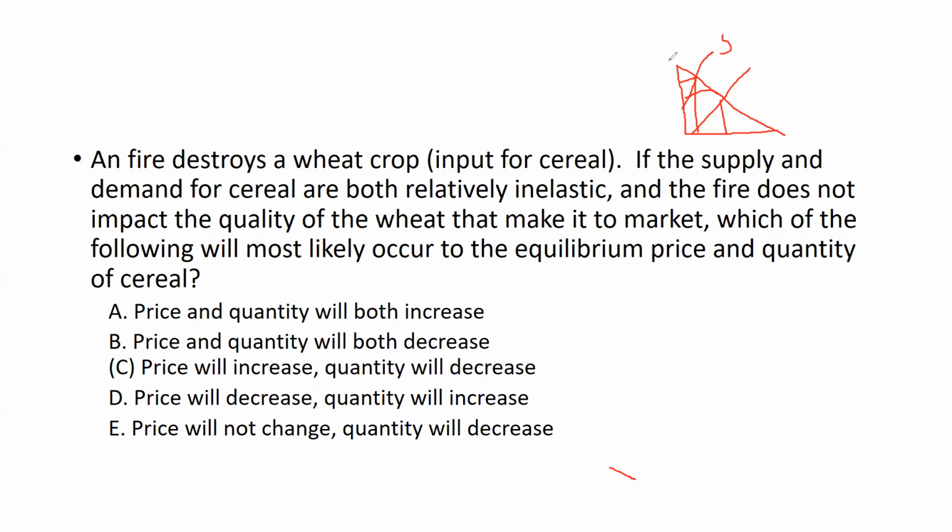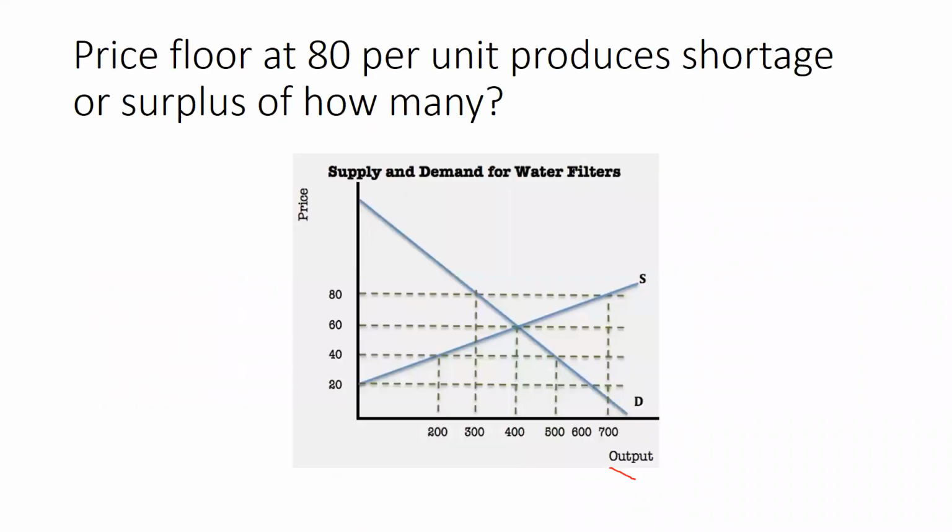Notice the whole inelastic thing there is really just a distractor. It really doesn't matter because they're not asking you how much. They're just asking you, will it increase or decrease? So therefore, you have price will increase and quantity will decrease, C as in Caroline, just a leftward supply shift. All right.